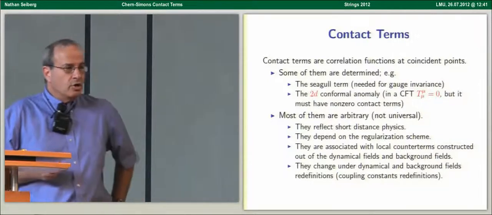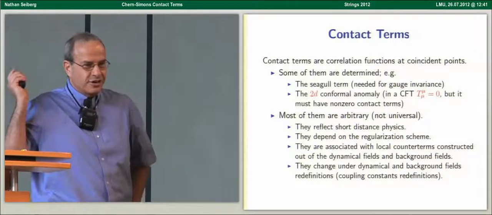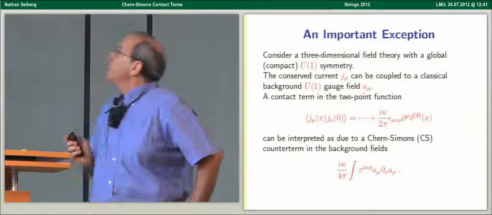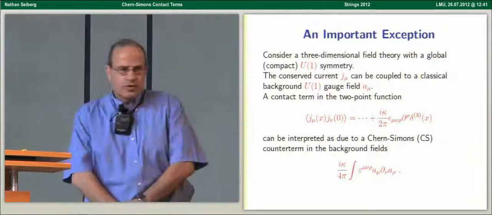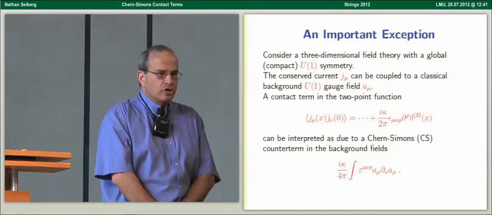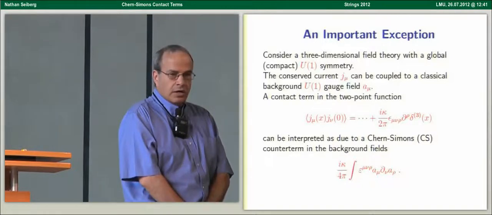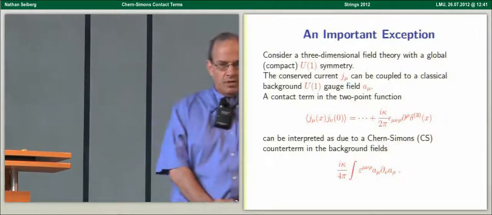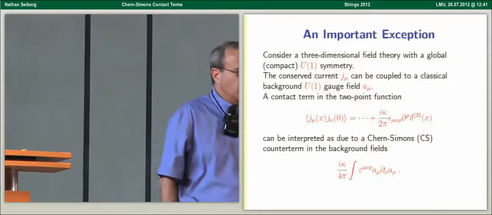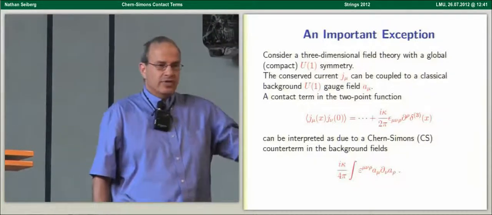I'm now going to present a notable exception, a contact term which does not fall into this discussion. It's neither arbitrary nor determined. We study a 3-dimensional theory which has a global U(1) symmetry, and let the U(1) charges of all the fields be quantized. Then we can think of this U(1) as being a compact U(1). Now, how should we think of the global symmetry? There is a conserved current because of Noether's theorem. So we can couple it first to an infinitesimal, but eventually to a larger background gauge field.